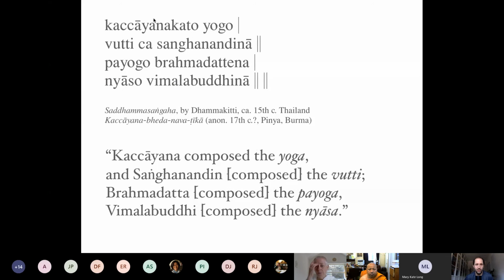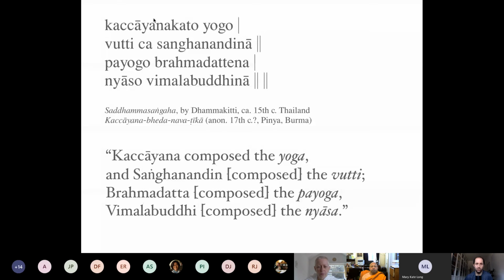Another important quotation that appears in many sources, the oldest one I think is the Saddhamma Sangaha by Dhammakitti, composed in around the 5th century in Thailand, if I'm not wrong. Please correct me if I'm wrong. It says something like this: Kaccāyana Kato Yogo, Butticha Sanganandina, Payogo Brahmadattena, Nyaso Vimala Buddhina.